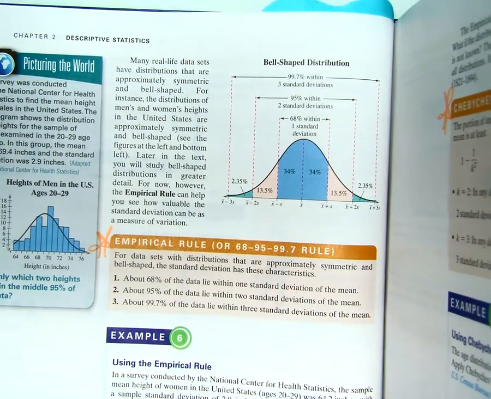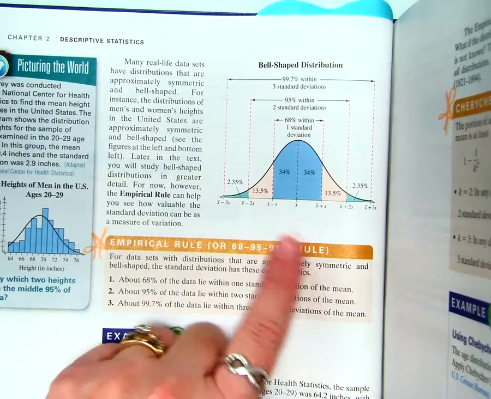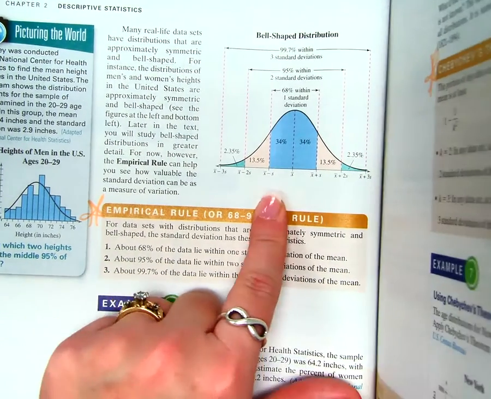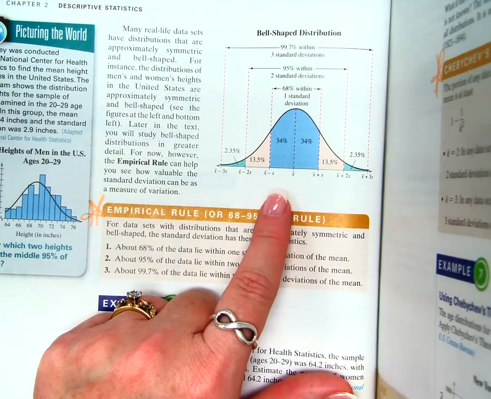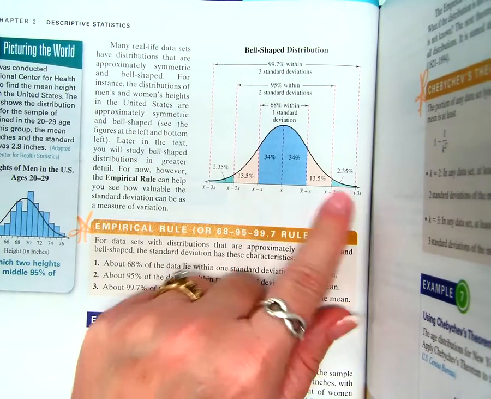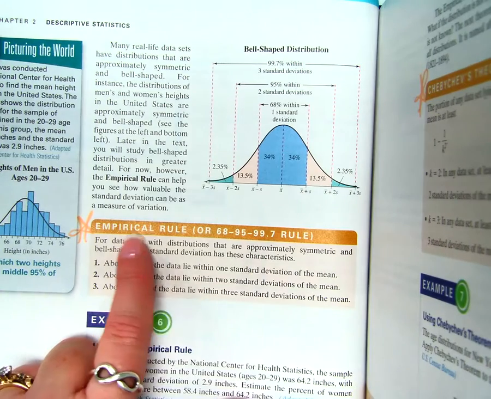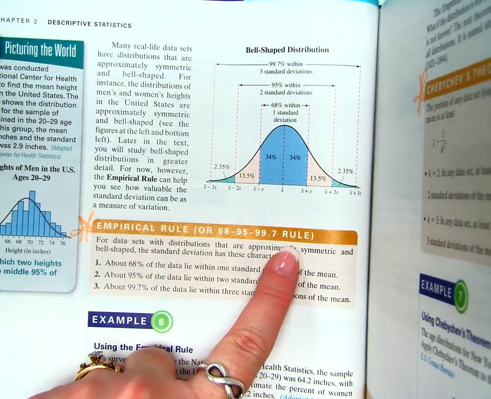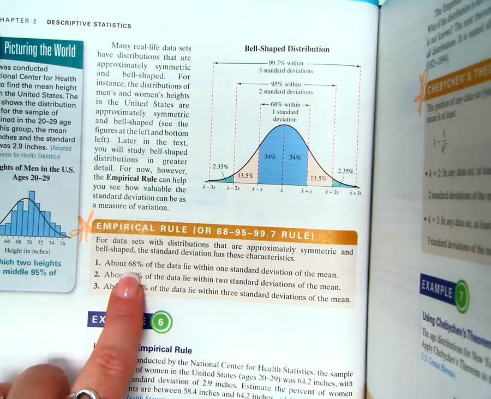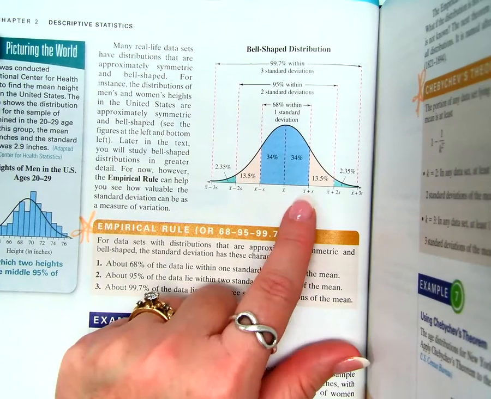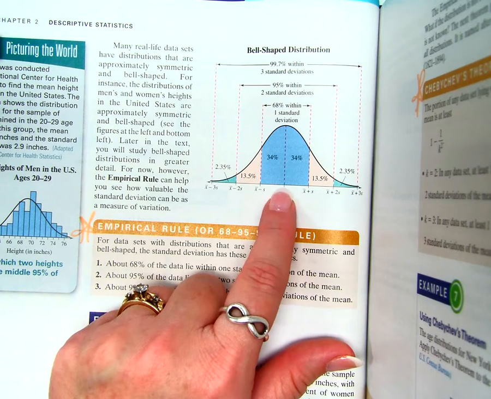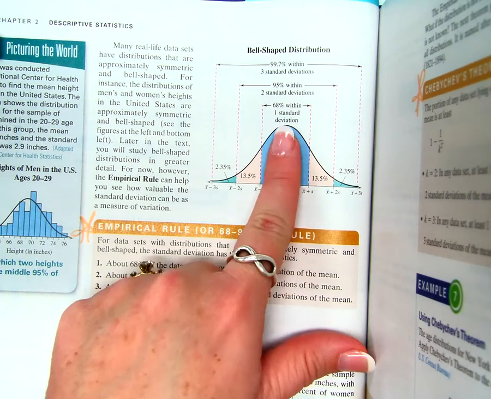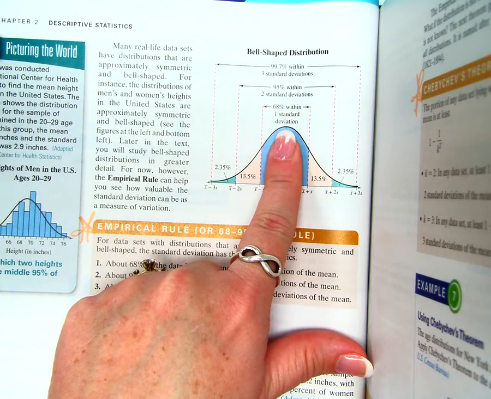Later in the text, you'll find bell-shaped distributions in greater detail, but for now we're going to look at the empirical rule and let that help us see how valuable the standard deviation can be as a measure of variation. Here's what I need you to know about the bell-shaped curve. According to the empirical rule, the 68, 95, 99.7 rule, 68% of the data is within one standard deviation of the mean. Here's the mean, one standard deviation to the left and one standard deviation to the right. This is 68% of the data.